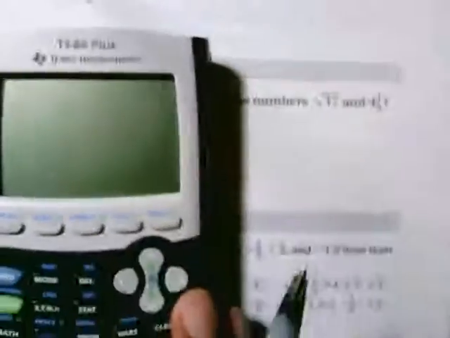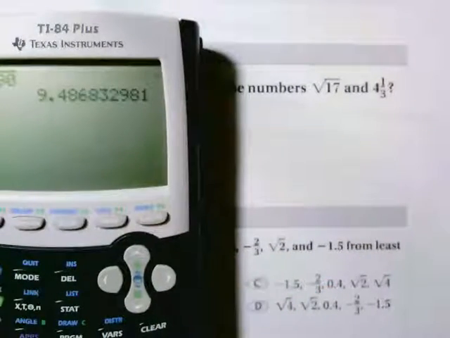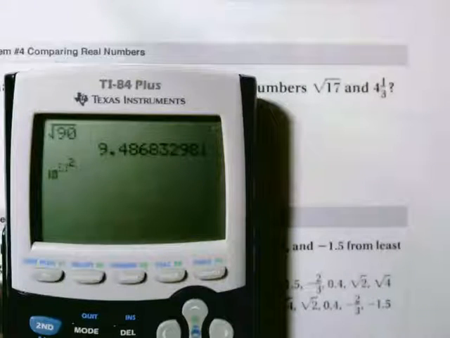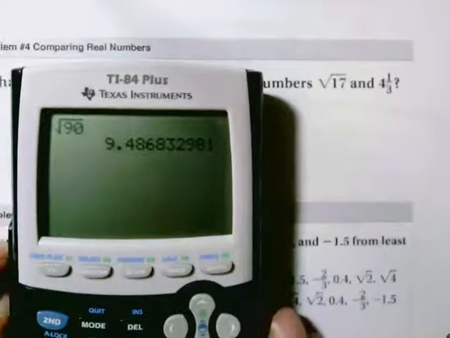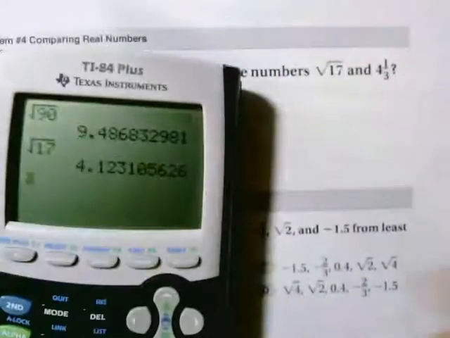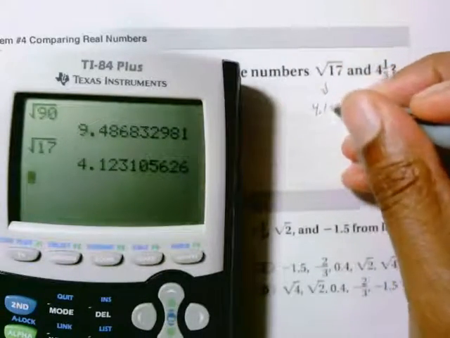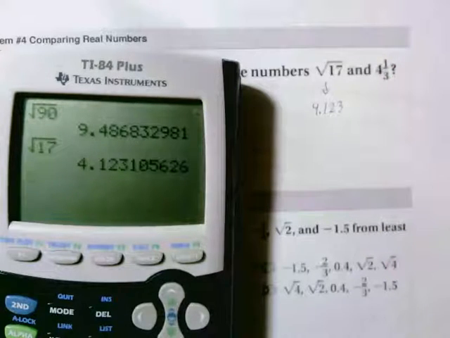So I'm going to zoom up a bit. I'm going to take my calculator. I'm going to type in the square root of, whoops, gotta hit clear. Square root of 17. Hit enter. This gives me about 4.123.